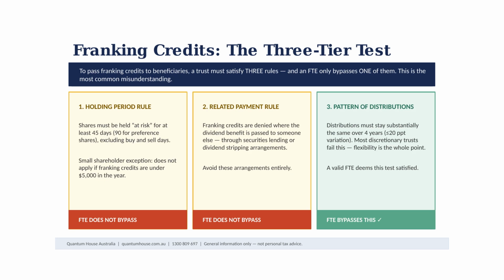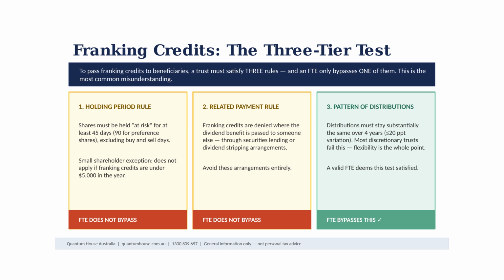Now to the most common misunderstanding of all: franking credits. To pass franking credits through to beneficiaries, a trust must satisfy 3 separate rules, and an election only bypasses one of them. Rule 1 is the holding period rule. Shares must be held at risk for at least 45 days, or 90 for preference shares. An election does not bypass this.